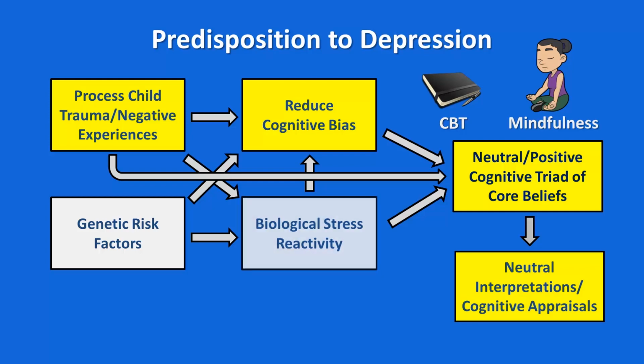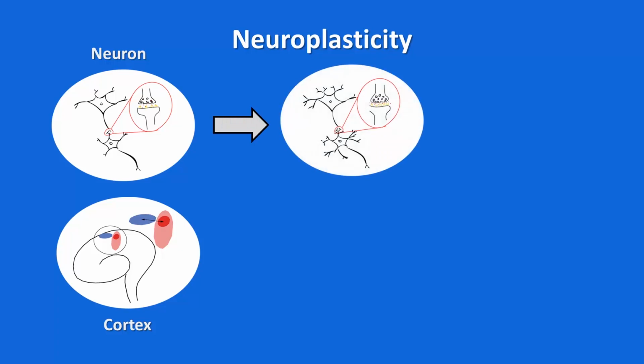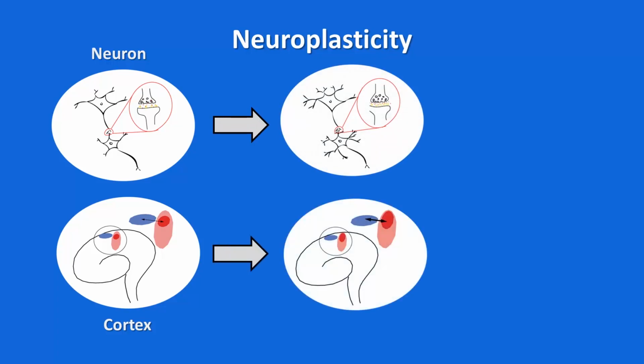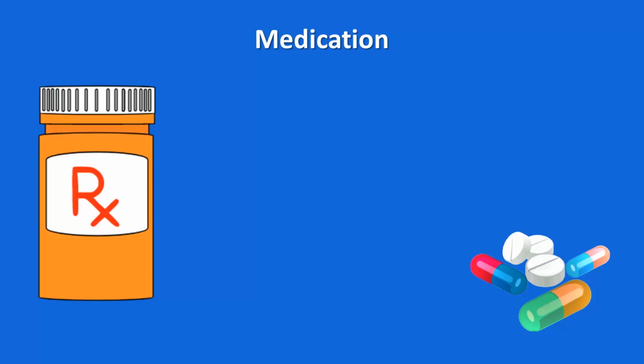Now, what about biology? Neuroplasticity refers to our brain's ability to physically alter its structure and form new neural pathways and connections and change how it responds to various stimuli throughout our lives. And we can do this, actually alter our brain's biology with CBT and with mindfulness. And then there are antidepressant medications.